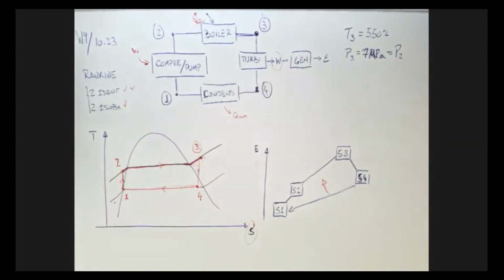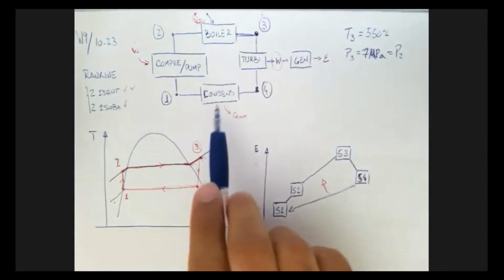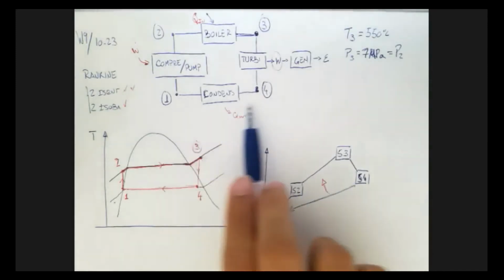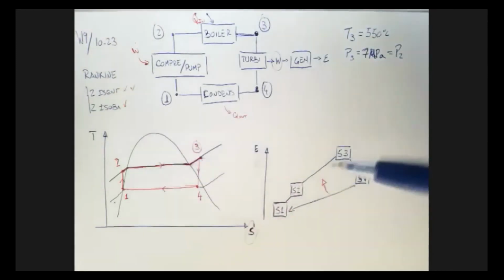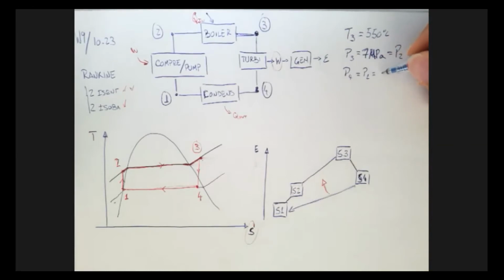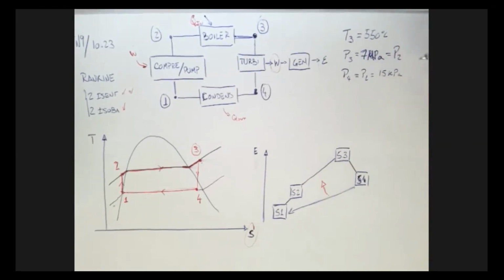What else? The condenser operates at a pressure of 15 kilopascals. So this guy here, it's operating at 15 kilopascals, right? Since it's an isobaric process, that means that both P1 and P4 are the same. P4 equals P1, and they are both 15 kilopascals. Okay, that's what we know.